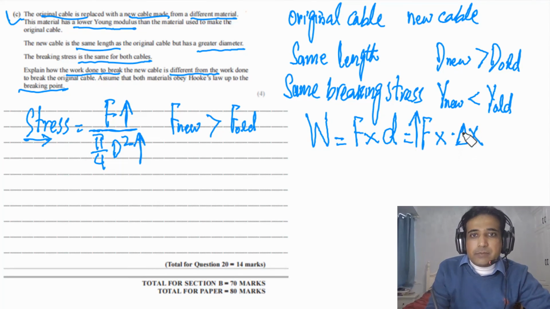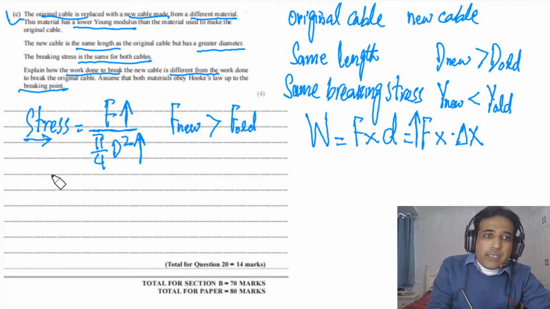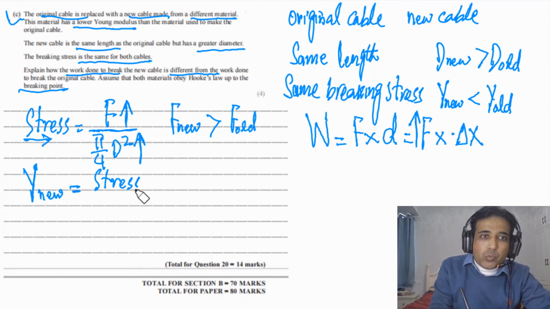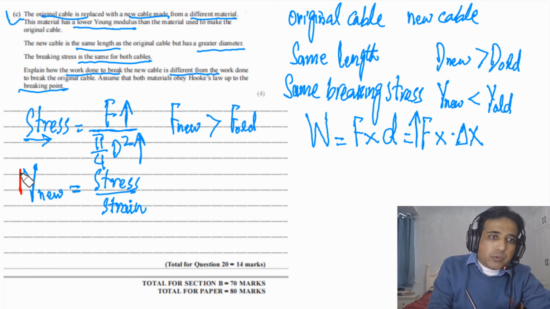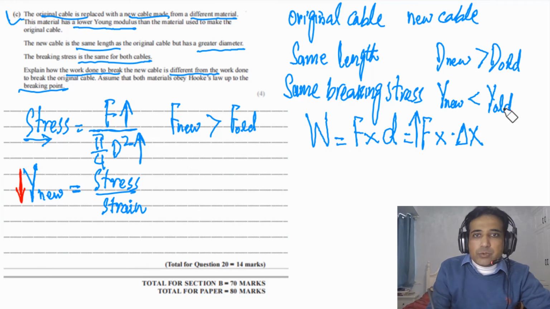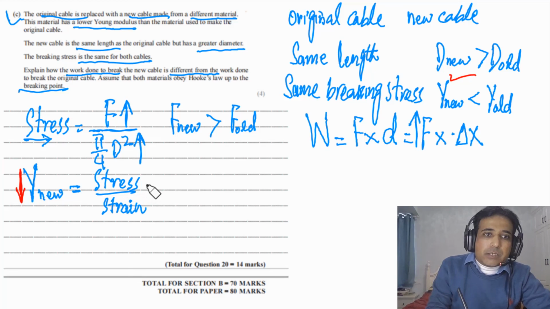Now we need to find out the value of extension. To find extension, we can use Young's modulus, the new value of Young's modulus. Young's modulus is equal to stress over strain. For this question, it is given to us that the value of Young's modulus is lower. The new value is lower as it is given here. Stress is the same, breaking stress is the same. So it means strain has to be greater.